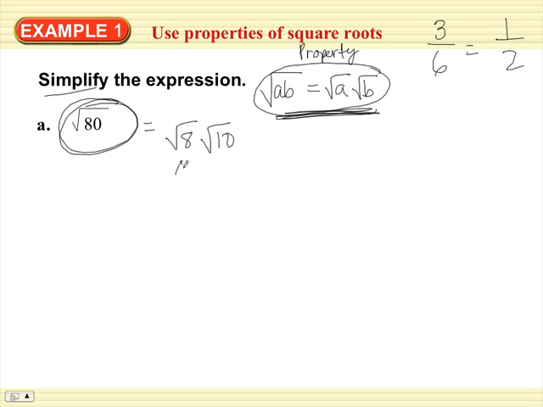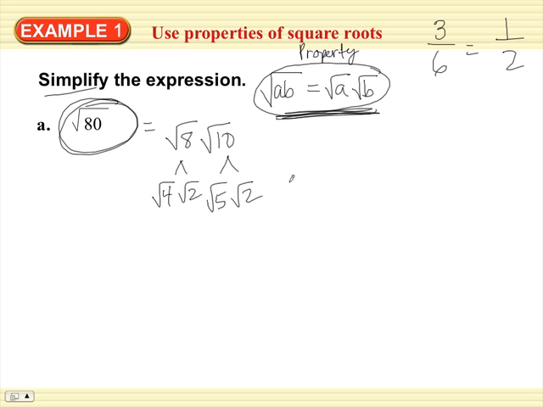What is square root of 8? What can square root of 8 break down to? Square root of 4 times square root of 2. You're going to have to be real nice and neat on these because it's so easy to miss something. Square root of 4, square root of 2. Okay, that's nice. What about square root of 10? Square root of 5 times square root of 2.